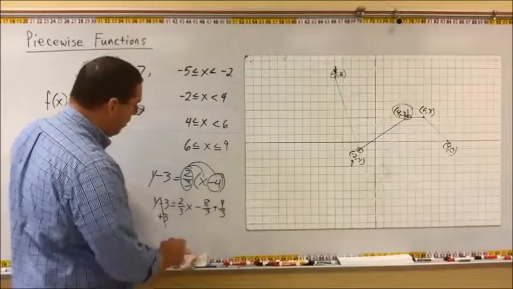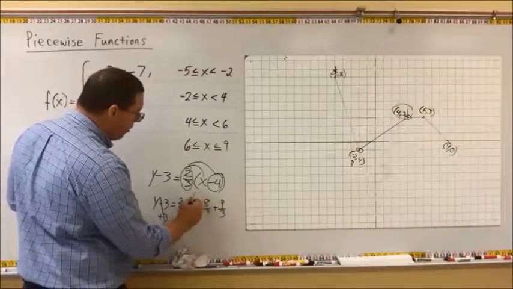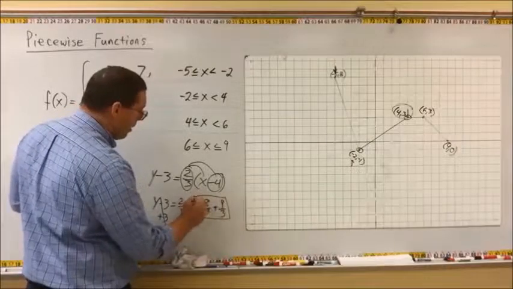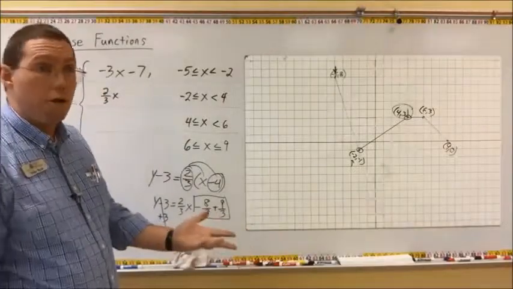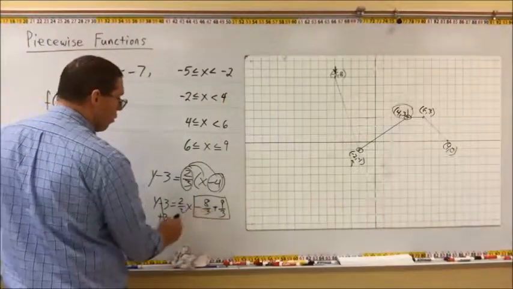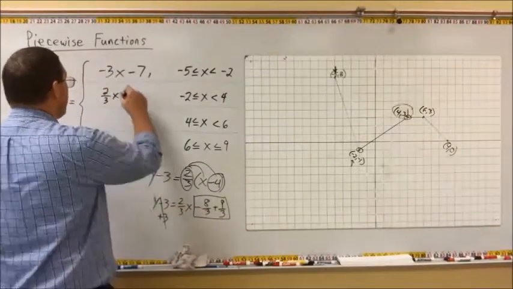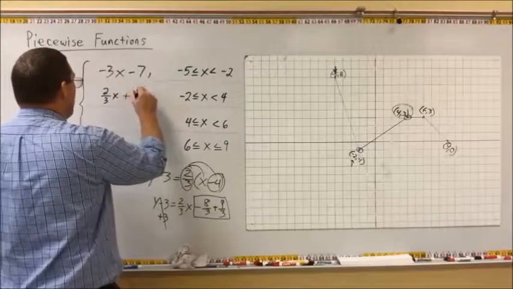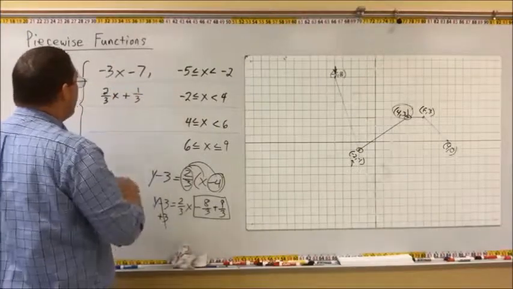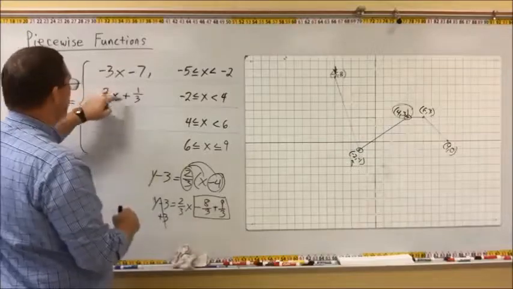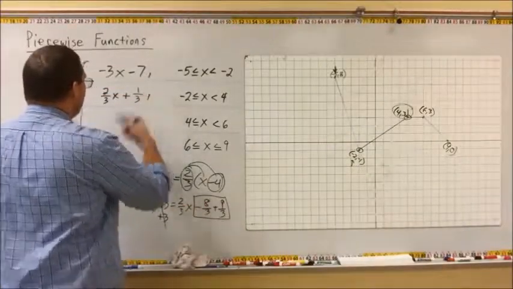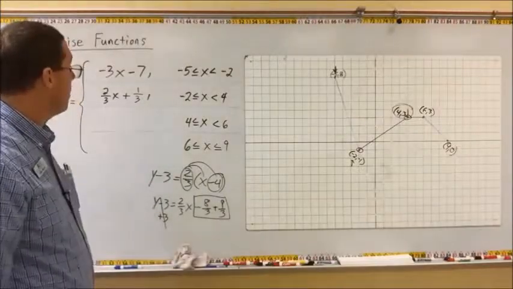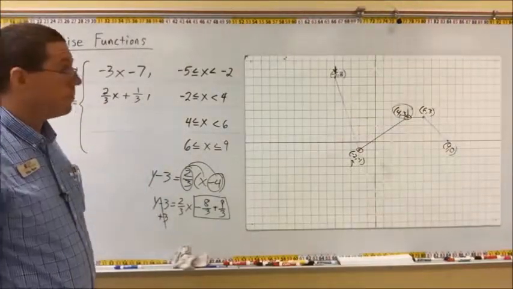And so now, -8 over 3 plus 9 over 3 is equal to 1/3. So my y-intercept is positive 1 over 3. So this is going to be 2/3 x plus 1 over 3. You could also write this as 2x plus 1 over 3 as a single fraction if you want to, but I'm going to just leave it like that for now, okay? All right, that's my second piece.